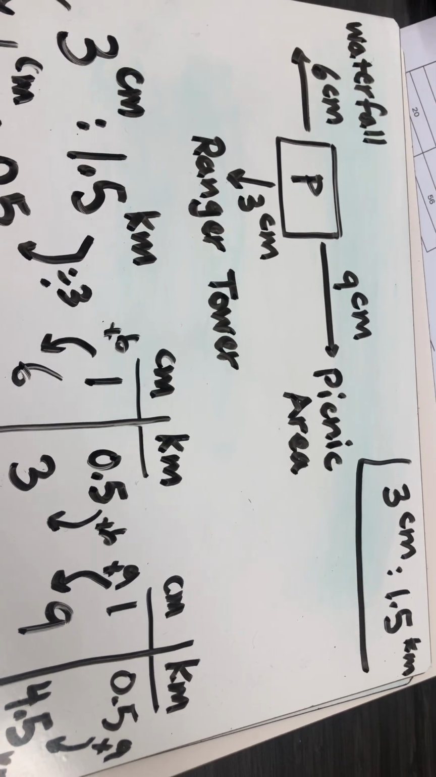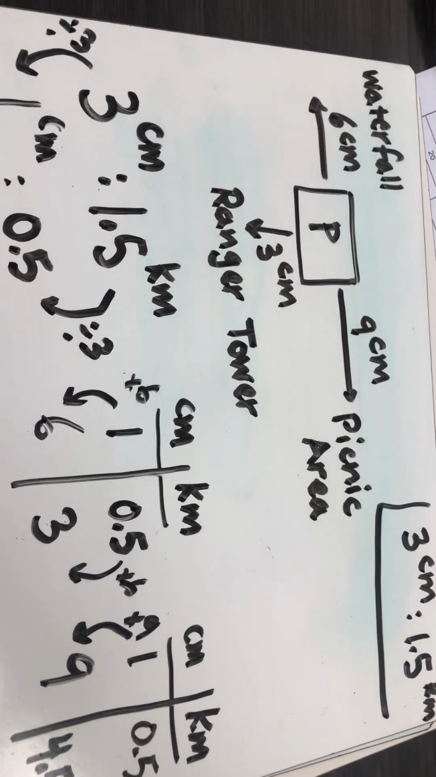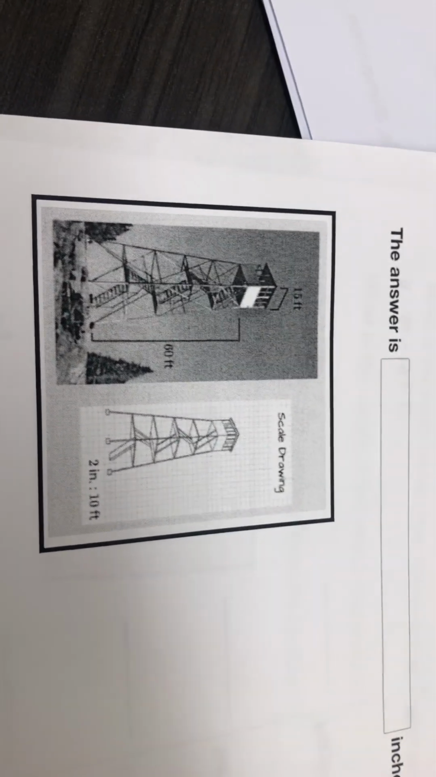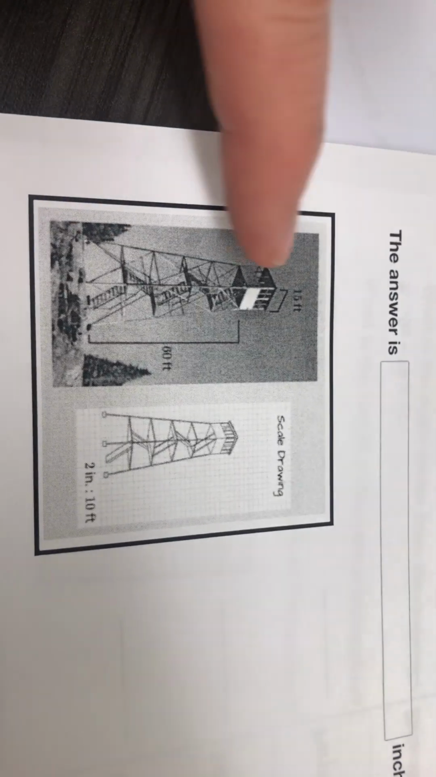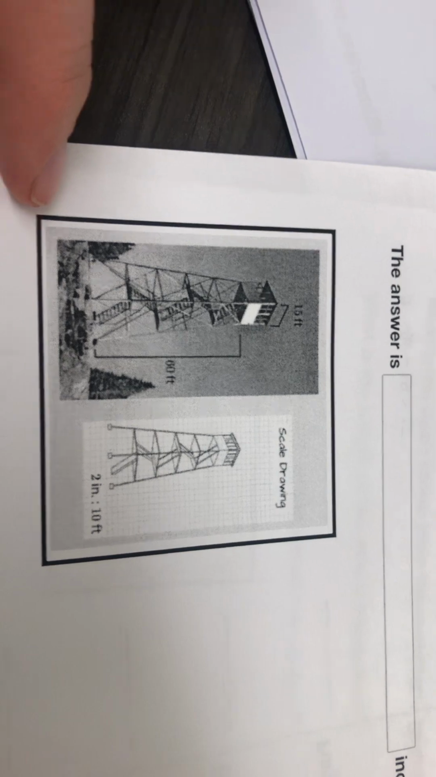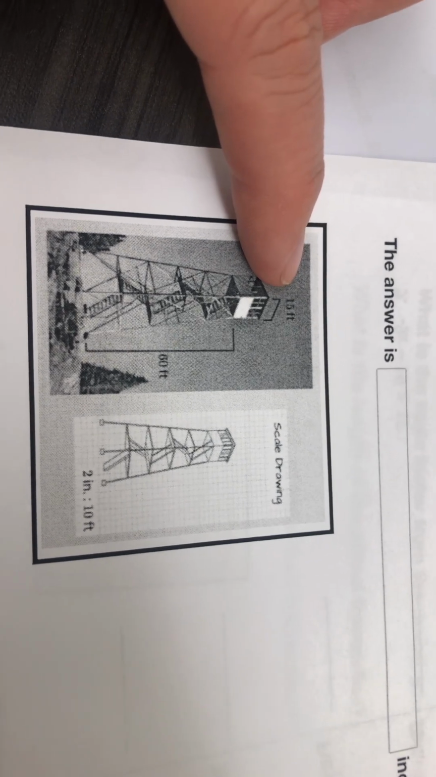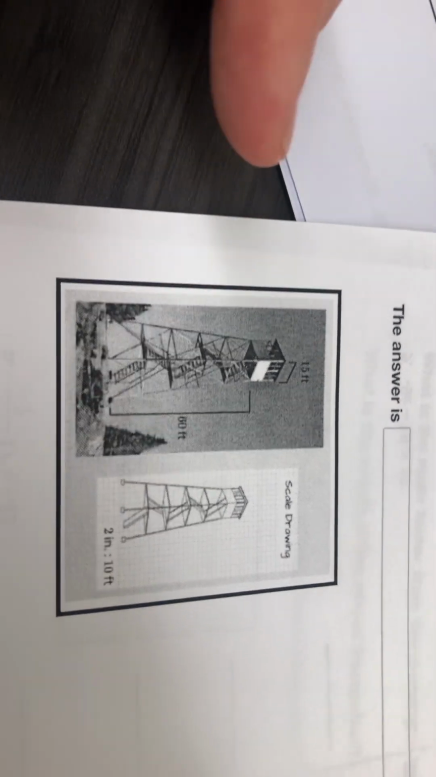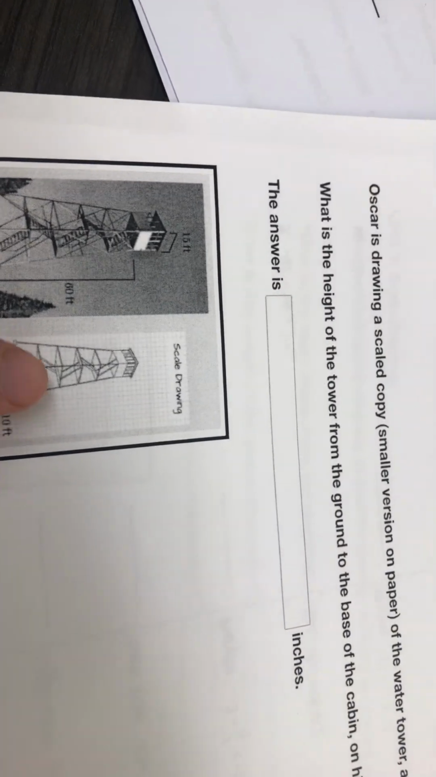Now the last question, which is a 2-part question, is giving you this map, or this scale drawing, basically, not really a map, just a scale drawing. This is a Ranger Tower. This is the actual one that you can see the picture of. It's 15 feet wide and 60 feet tall. So it's pretty tall. The drawing of it is right next to it.